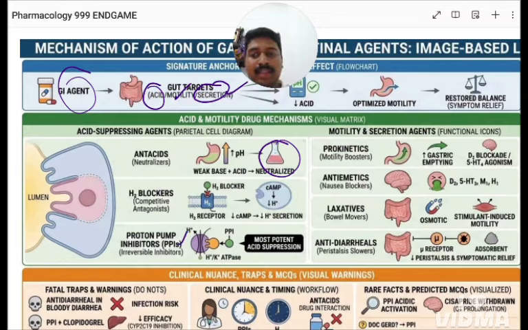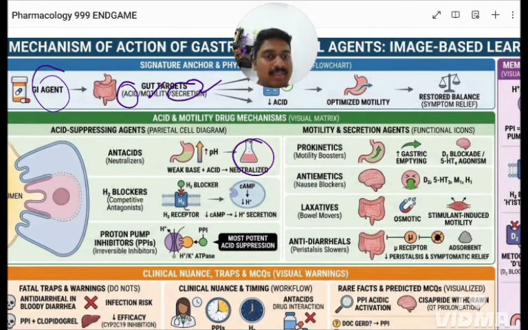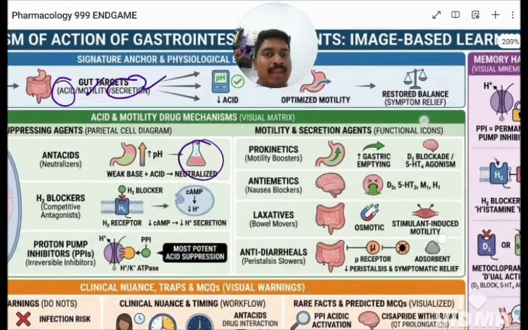Third is proton pump inhibitor. These are irreversible inhibitors. They act on the H plus potassium ATPase. This is the pump which sends H plus outside and potassium inside in the gastric acid secreting cells. As a result there is decreased H plus secretion in the stomach, and improvement in the symptoms. The most potent acid suppression is by PPI. PPI is the drug of choice for gastritis and all those peptic ulcer disease complex. Second is prokinetics.